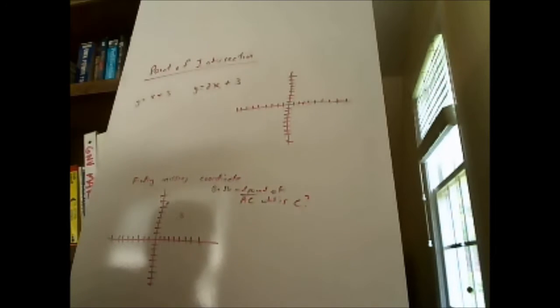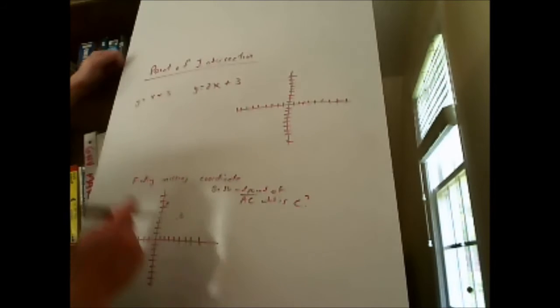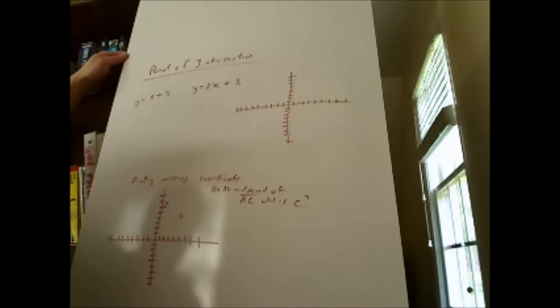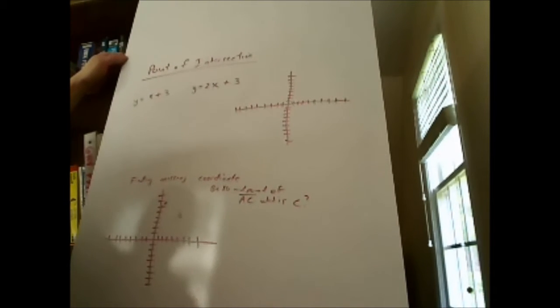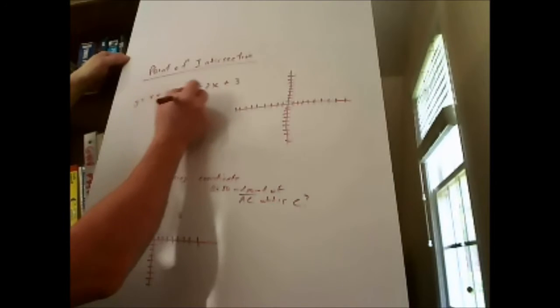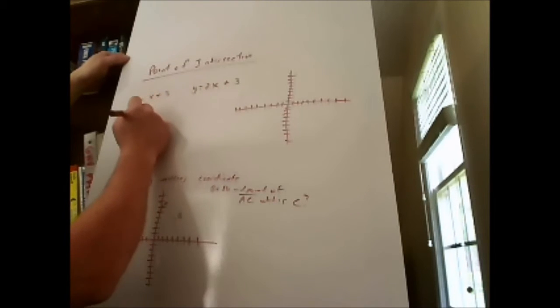One way to do this would be to graph both lines and see where they cross. Another thing is you can try to solve the equations. Now you go, well, what do I do? I have two variables here. I have two equations, two unknowns. Well, because you have two equations and two unknowns, you actually can solve.